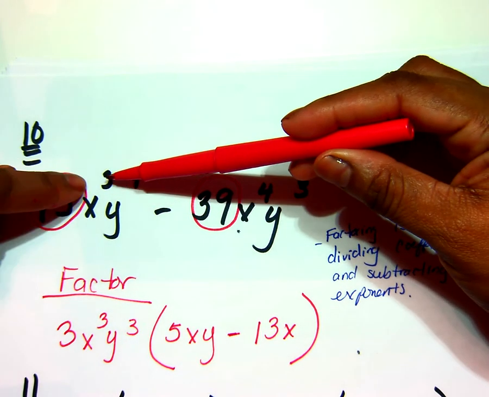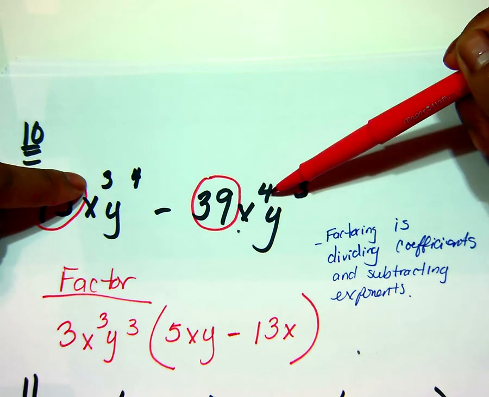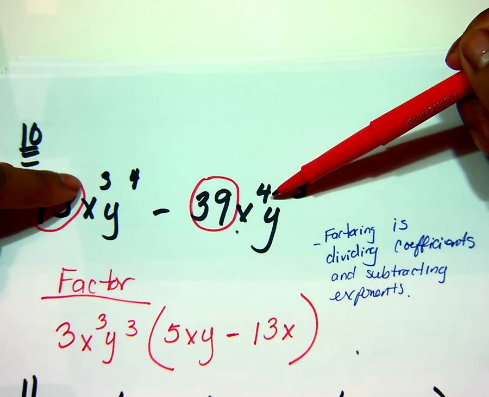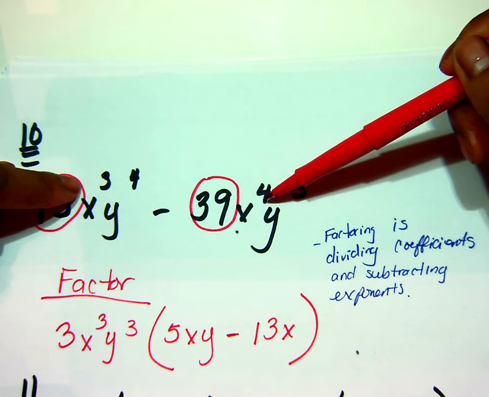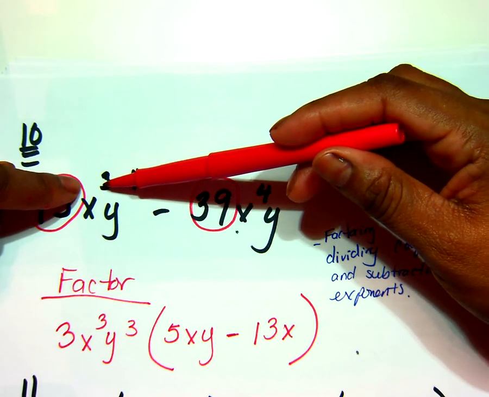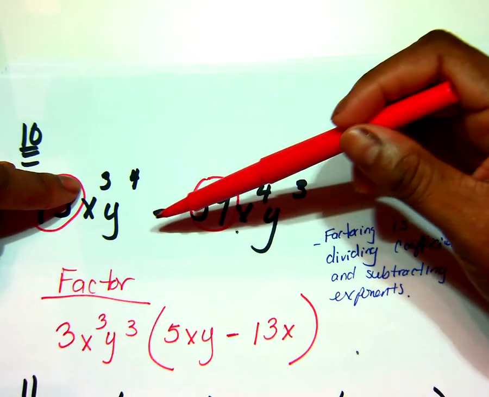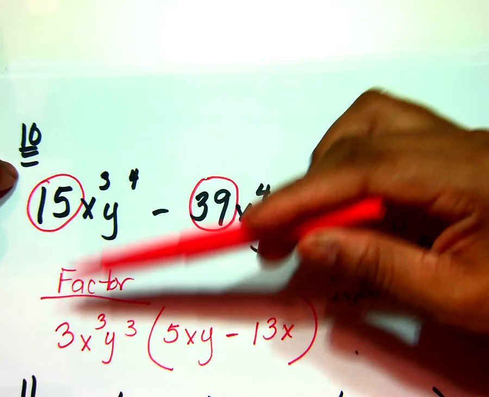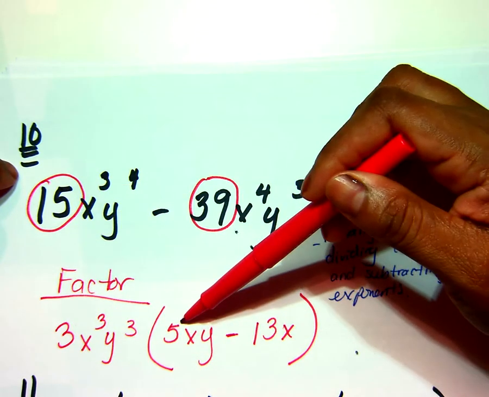So I see 3 right here, but 4 right here. Well, if you're counting 1, 2, 3, you got to get to 3 before you get to 4. The same thing with your y's. So you can factor out the x cubed and a y cubed. Now let's do the division part. 3 can go into 15 5 times.